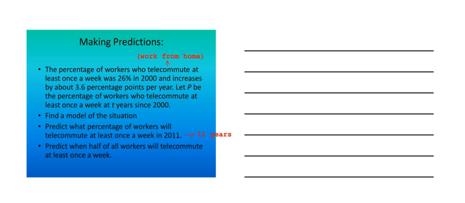And last but not least, predict when half of all workers will telecommute at least once a week. Half, what does half represent? 0.5, right? Or 1/2, 1 over 2. But we're talking about percent. So percent, that would remain as 50%, right? So 50%. Okay, so let's find an equation.